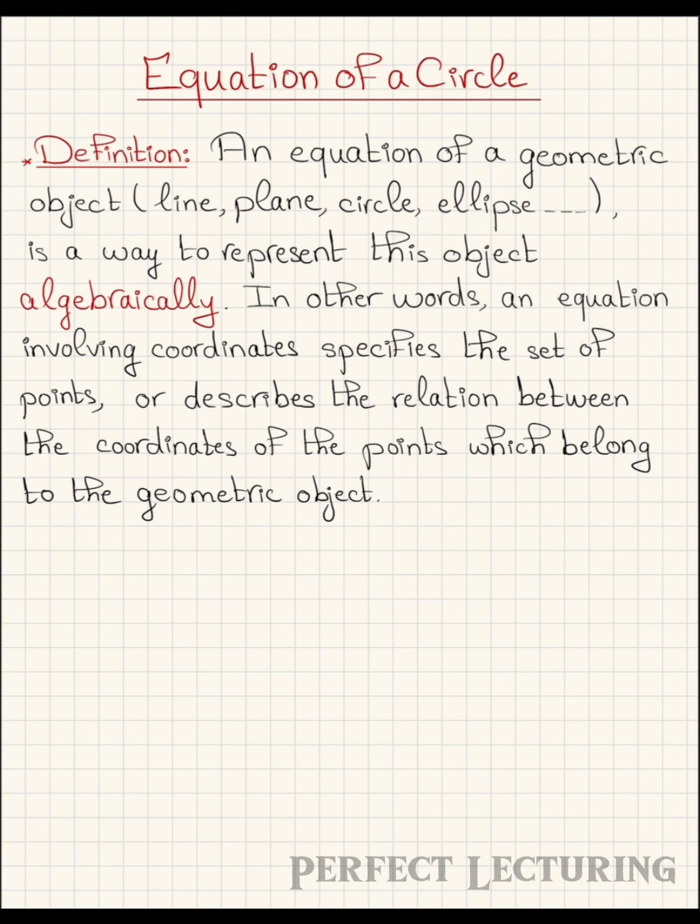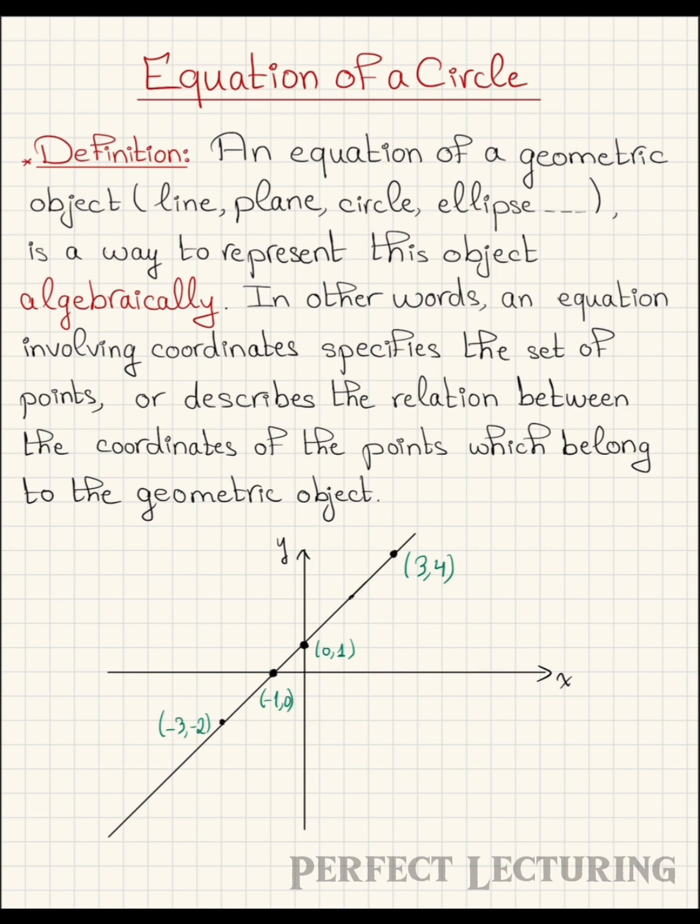Let me give you an example. Let us consider this straight line. If we look at the points on this line, we notice the following. If you look at the point 3, 4, we see that 4, which is the y of the point, is equal to the x of the point, which is 3, plus 1. Similarly, if you look at 0, 1, again, 1 is equal to 0 plus 1.